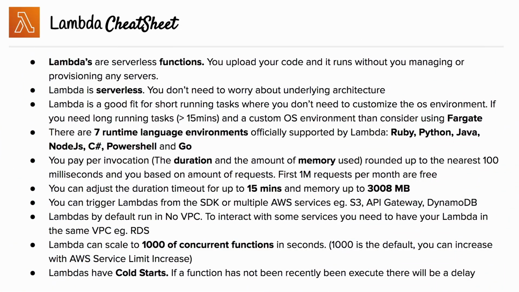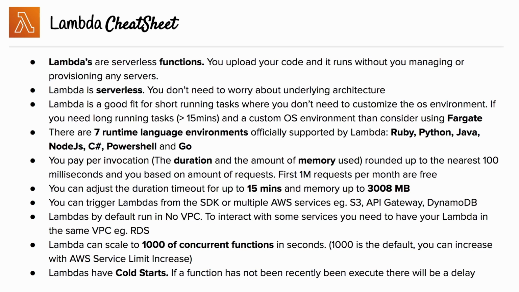We're on to the Lambda cheat sheet. So Lambdas are serverless functions. You upload your code and it runs without you managing or provisioning any servers. Lambda is serverless. You don't need to worry about the underlying architecture. Lambda is a good fit for short-running tasks where you don't need to customize the OS environment. If you need long-running tasks greater than 15 minutes and a custom OS environment, then consider using Fargate.